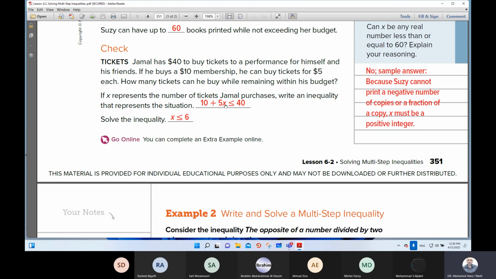How to solve this inequality? At first, remove 10 from this side. You can subtract 10 from the two sides. 40 minus 10 will be 30. Then divide by 5. 30 divided by 5 will be 6. So x less than or equal to 6.